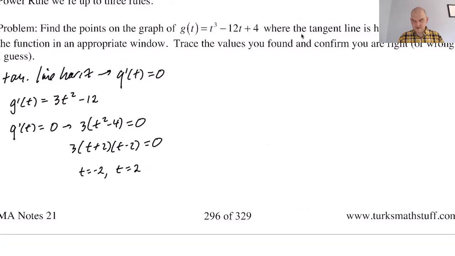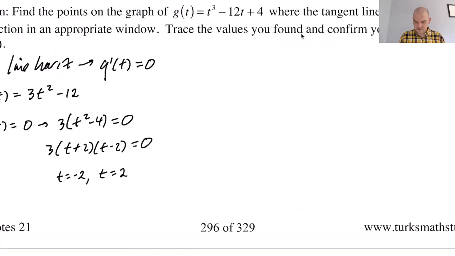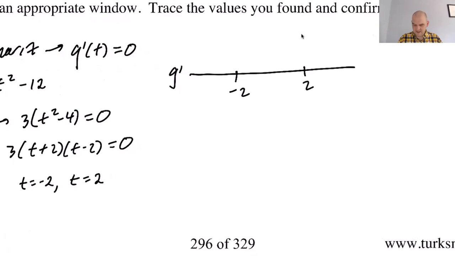So let's think about the sign of g prime. I'm going to make a sign chart for g prime. You want to label it. I'm going to say -2 and 2, right? All the zeros of g prime are on here. If there are any discontinuities on g, I would put them on here as well, because weird things can happen at discontinuities. So we get -2 and 2.